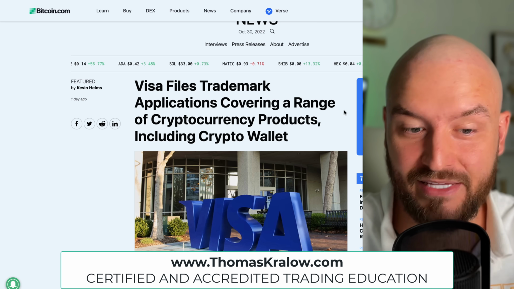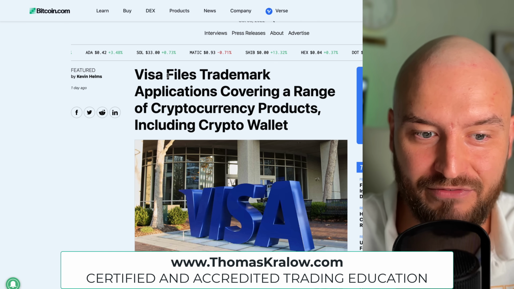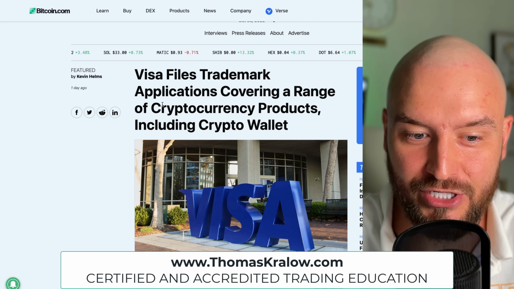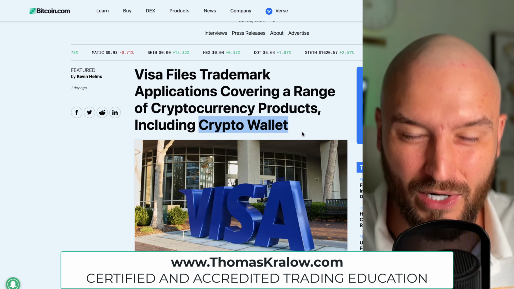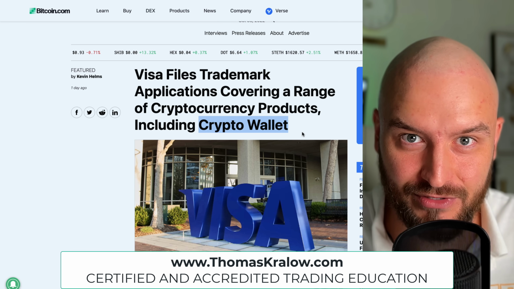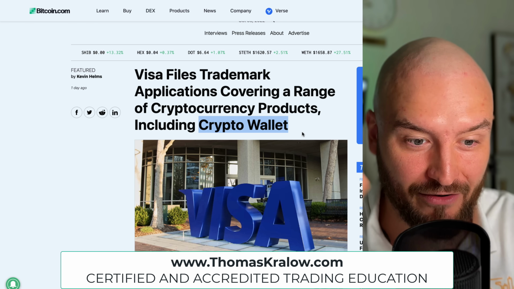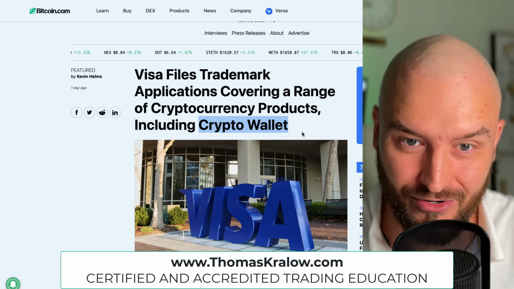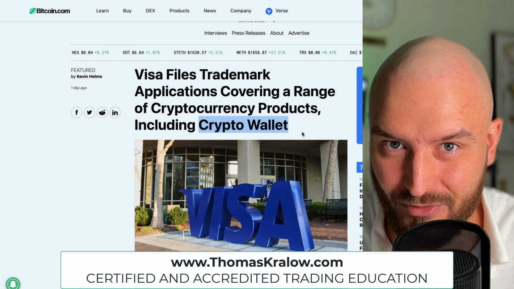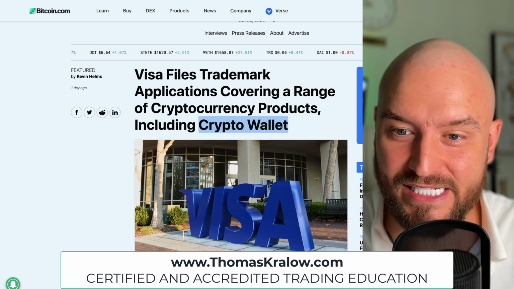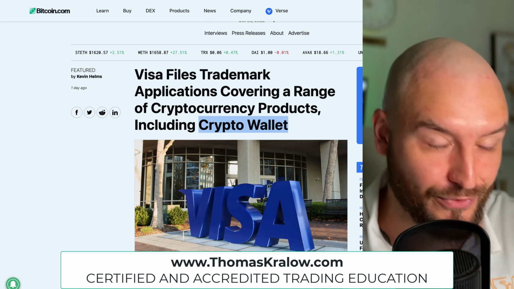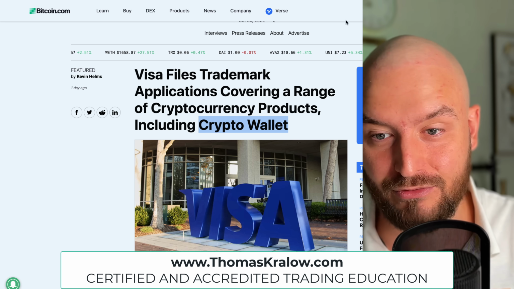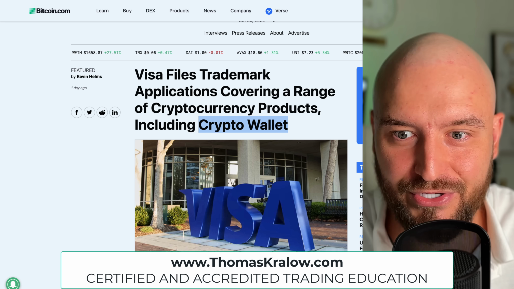So the next thing, I think it's even huger, to be honest, is that Visa files trademark applications covering a range of cryptocurrency products, including a crypto wallet. Boom. When Visa is getting into this, just let that sink in. All the cards you have, most likely they are Visas or MasterCards, right? So they're developing their own crypto wallet. Crazy. I mean, Bitcoin is going to go far beyond $100,000, and all the good cryptocurrencies are going to absolutely explode in the matter of like 2 years probably.